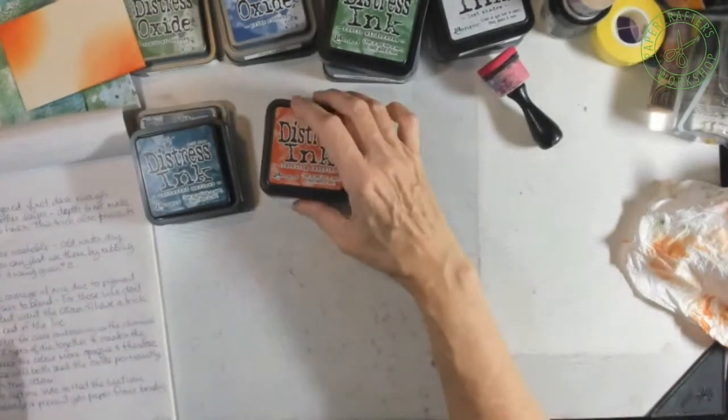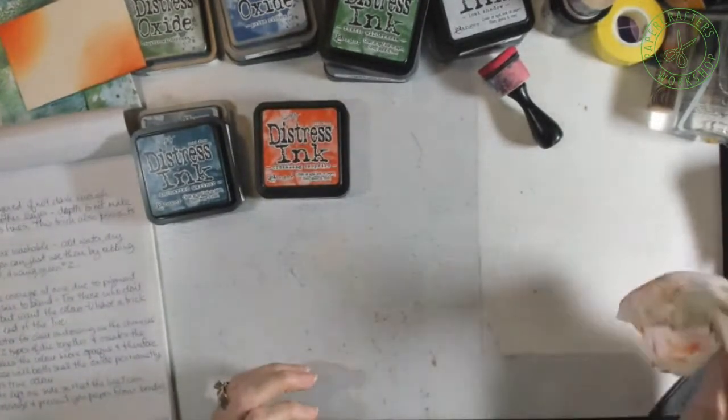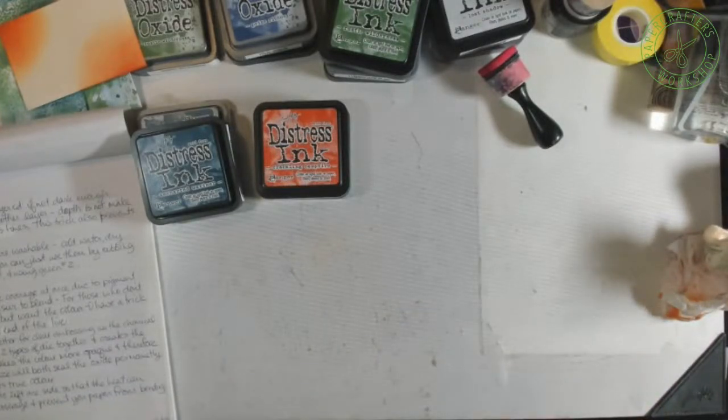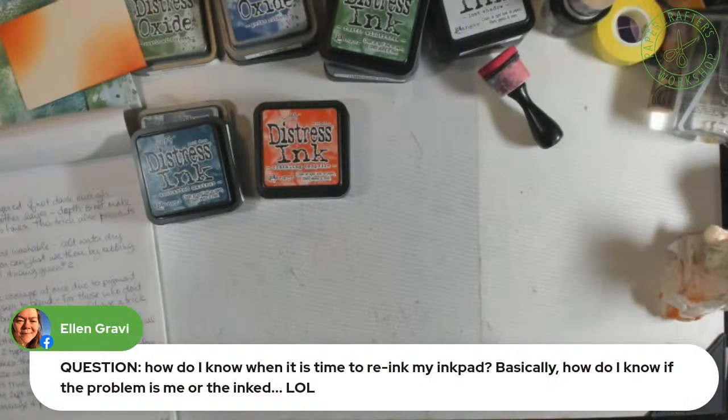So the oxides, I told, oh, sorry. Yeah. No, that's okay. We do have a question from Ellen, and I don't know if you're going to cover this in a little bit or not. Okay. I'll ask the question and you can say now or later. How do I know when it is time to re-ink my ink pad? Basically, do I know if the problem is me or the ink pad?